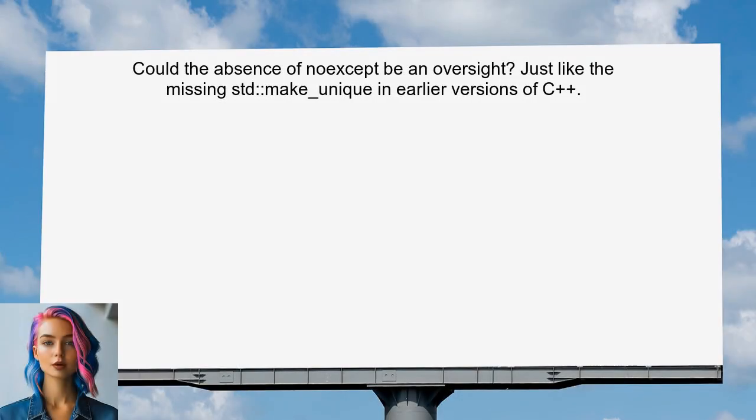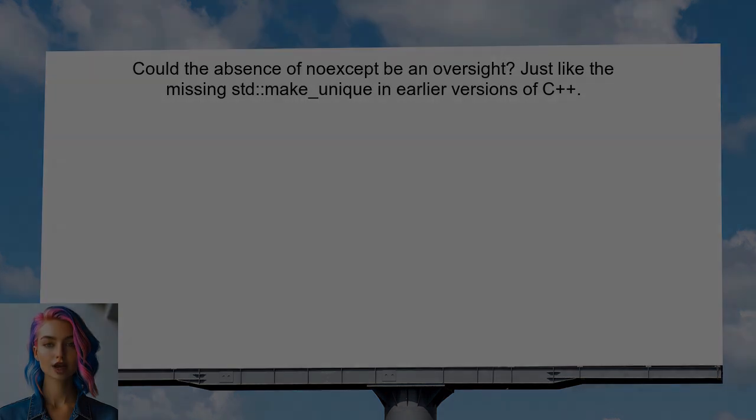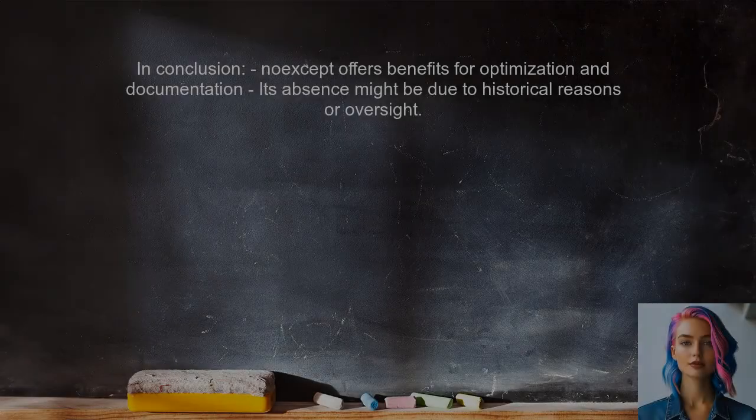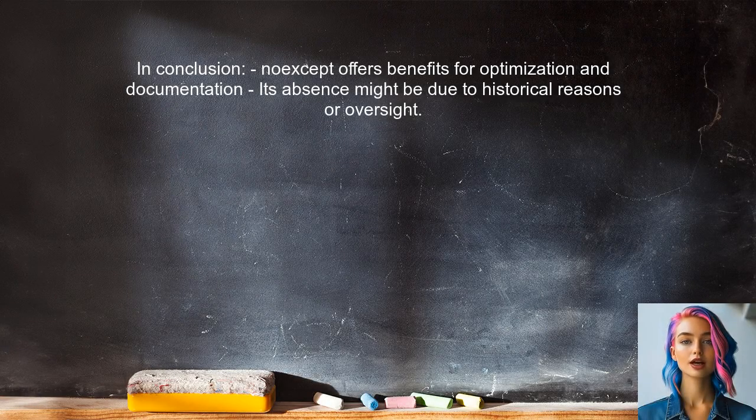Now here's a thought. Could the absence of noexcept in the standard library be an oversight? Just like the missing std::make_unique in earlier versions of C++, it seems odd that some functions still lack this specifier. In conclusion, while noexcept offers benefits for optimization and documentation, its absence in many standard functions might be due to historical reasons or oversight. Understanding this can help us make better decisions in our own code.